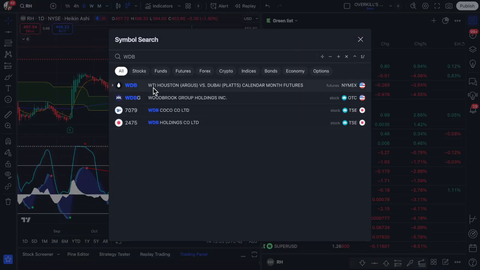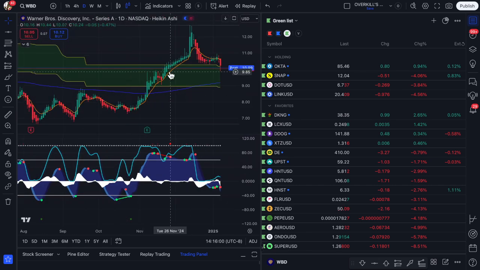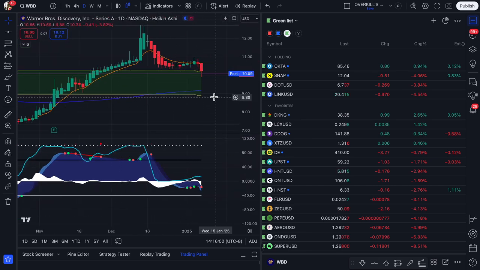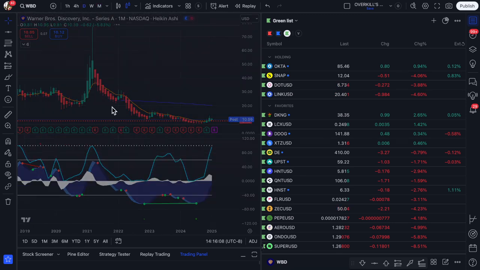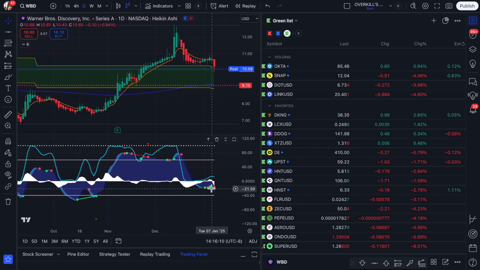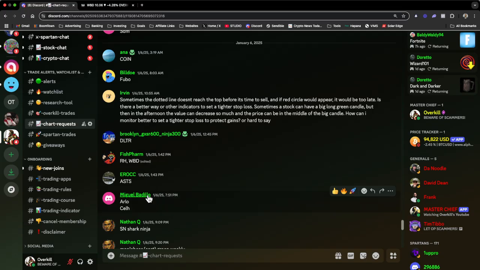WBD, this one's just WBD, Warner Bros. Wow, that actually had a pretty nice move. Red dot today, so I'd look to buy this one closer to $9. What's the monthly saying? The monthly's up. Not sure what caused this spike, but I'd be looking to enter on the next green dot. I think that thing's probably going to come around $9 there on WBD.